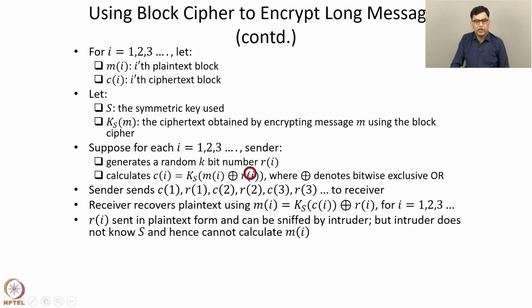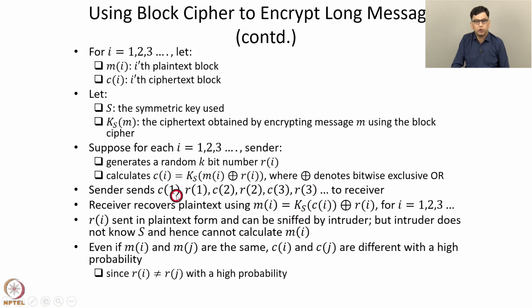Ri is sent in plaintext form, and hence the intruder can find that out by sniffing the communication channel. But the intruder does not know s, the secret key, and hence the intruder cannot perform this step of decrypting the ciphertext to get ks of Ci. Hence the intruder cannot calculate mi because ks of Ci is required to calculate mi.